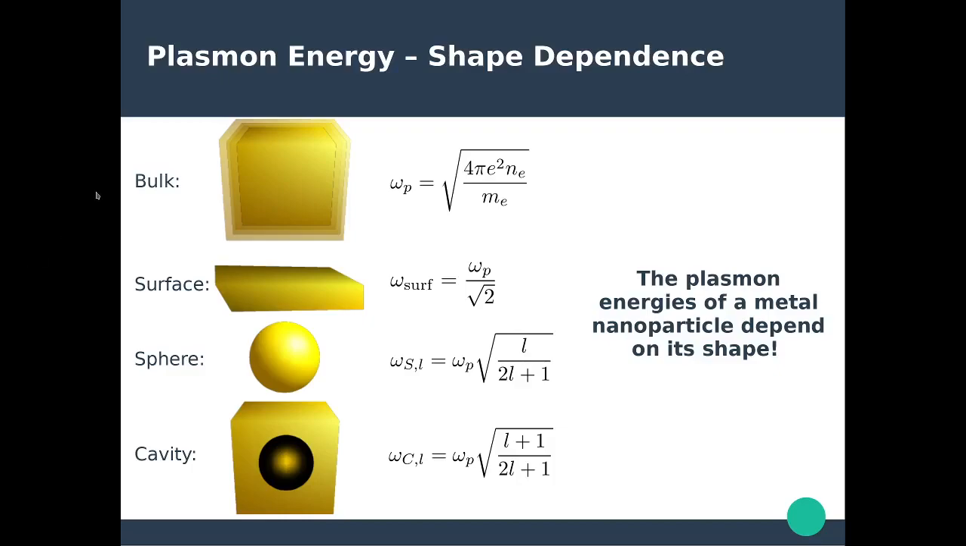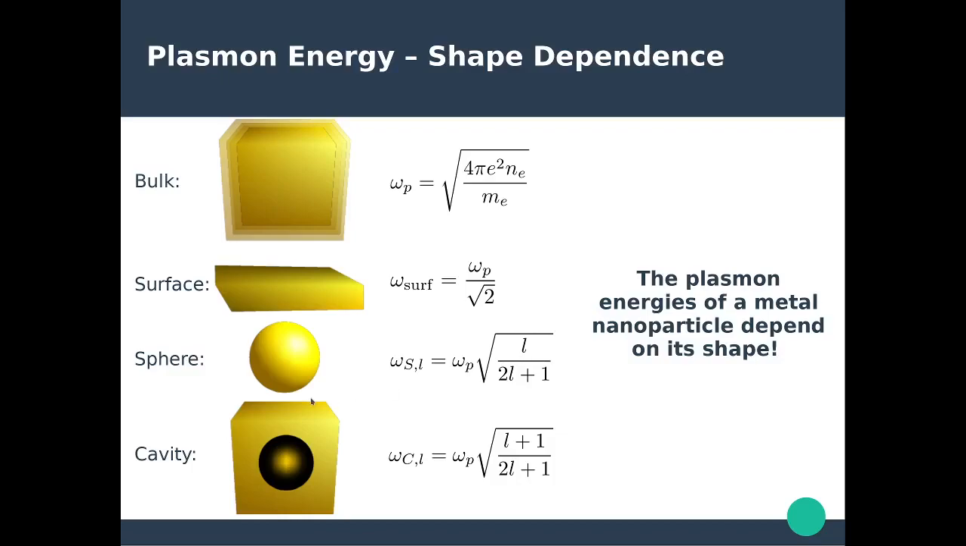We've already seen in the previous chapter about the bulk plasmon that has a frequency omega p, which is given by this expression. We also covered the surface plasmons with a frequency omega p over square root of 2. The frequency of plasmons for a sphere is given by omega sub L, where L is an integer, and this is the expression. You can calculate the frequency of a dipolar resonance where L equals 1, a quadrupolar resonance where L equals 2, and so on and so forth.